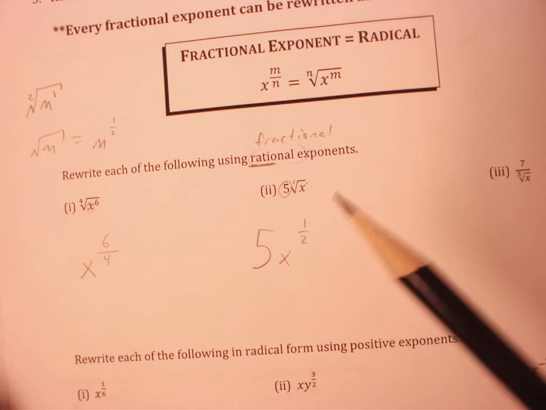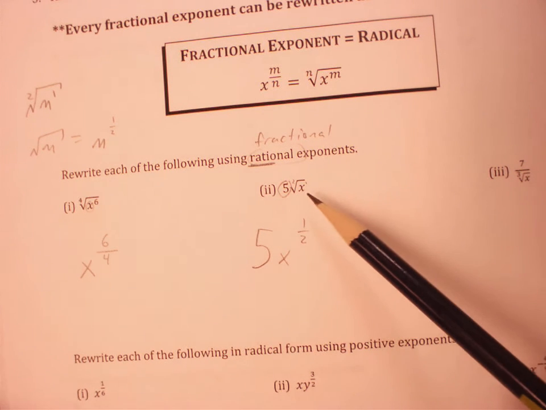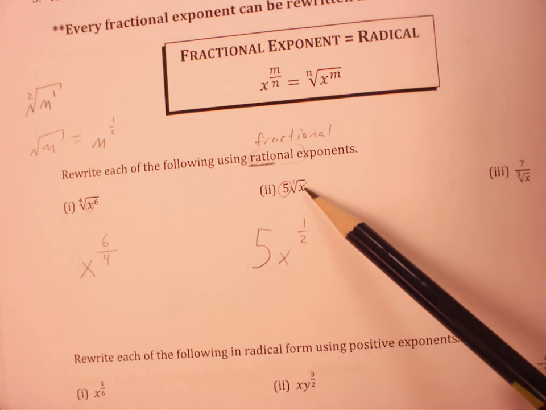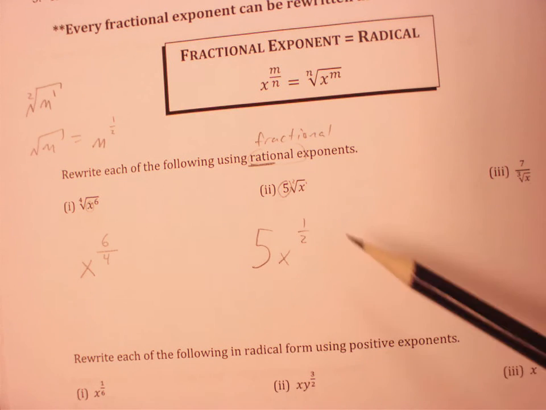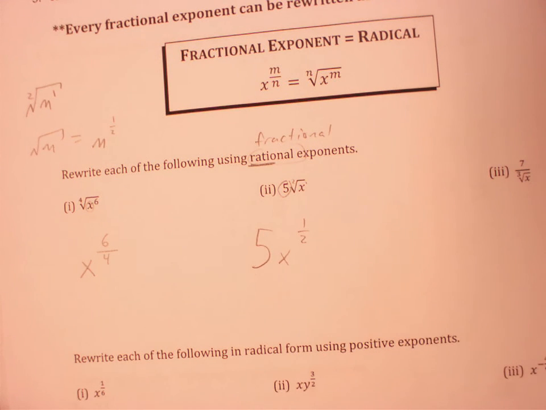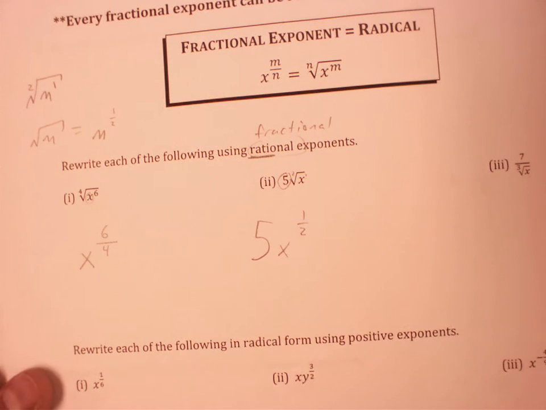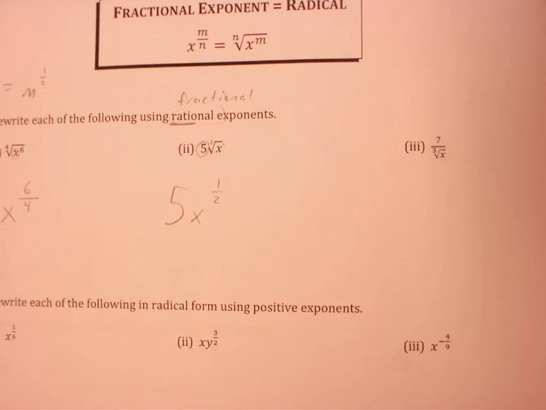Again, if you're not sure, pick a value for x like 13 or 77 or something. Plug it in, 5 times radical 77. It's something. 5 times 77 to the 1/2. It's the same decimal. So you can always check to make sure you got it right.